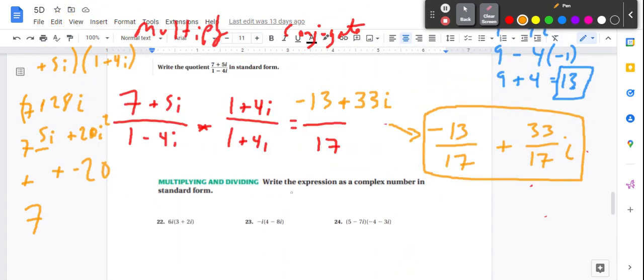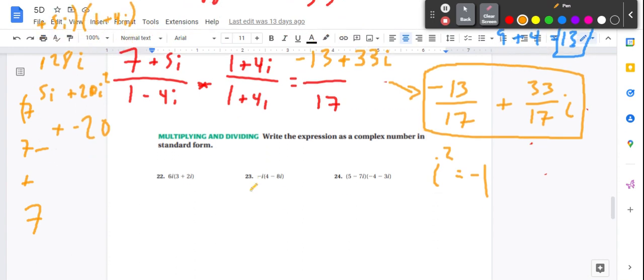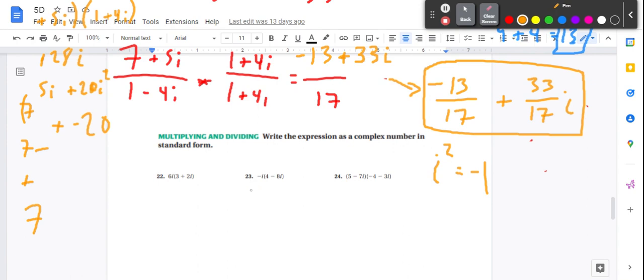The rest of them, i squared is just equal to negative 1. So i squared is equal to negative 1, and we're just going to have complex numbers down there. That's what we're going to do just for these notes, just to get comfortable with i's before we go on to 5D Part 2, talking about quadratic functions that have imaginary roots.